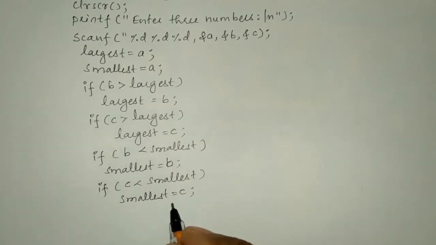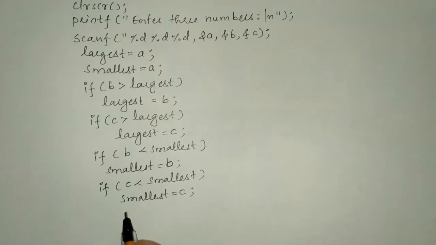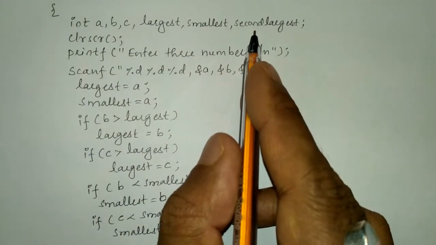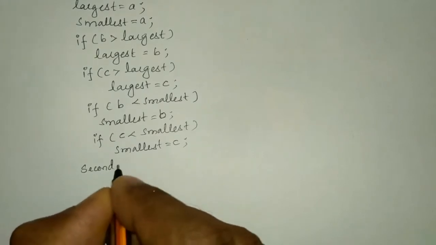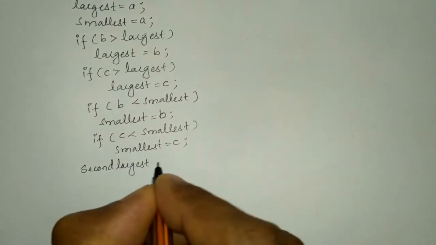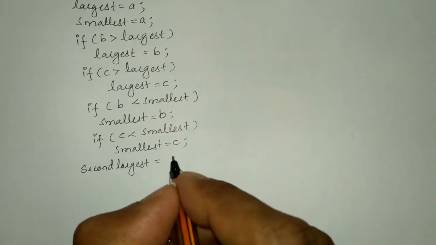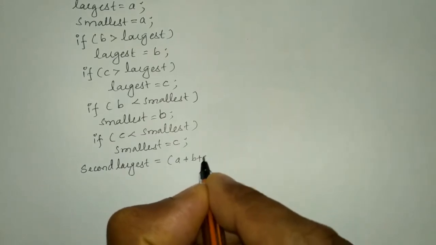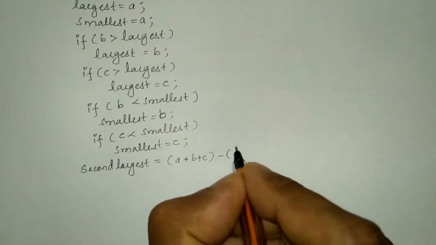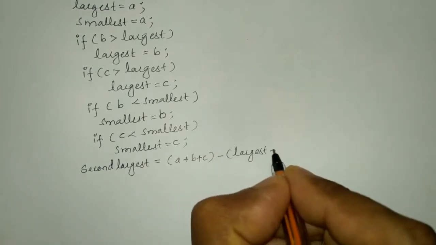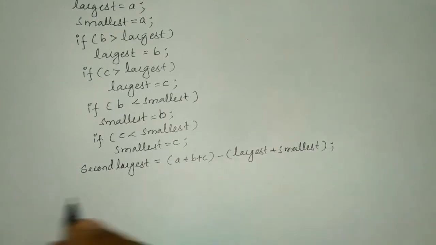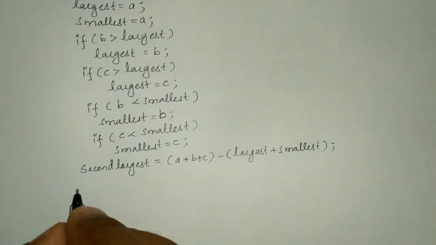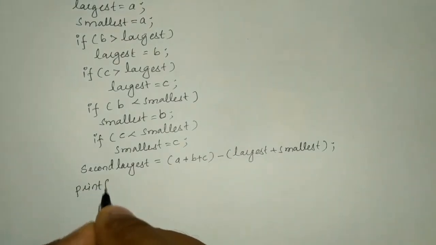Now we have to go for getting second largest. So what we are going to do is we are going to take this variable second largest. So here I'm going to write secondlargest without any space is equal to a plus b plus c minus largest plus smallest. That gives us second largest. Put semicolon.